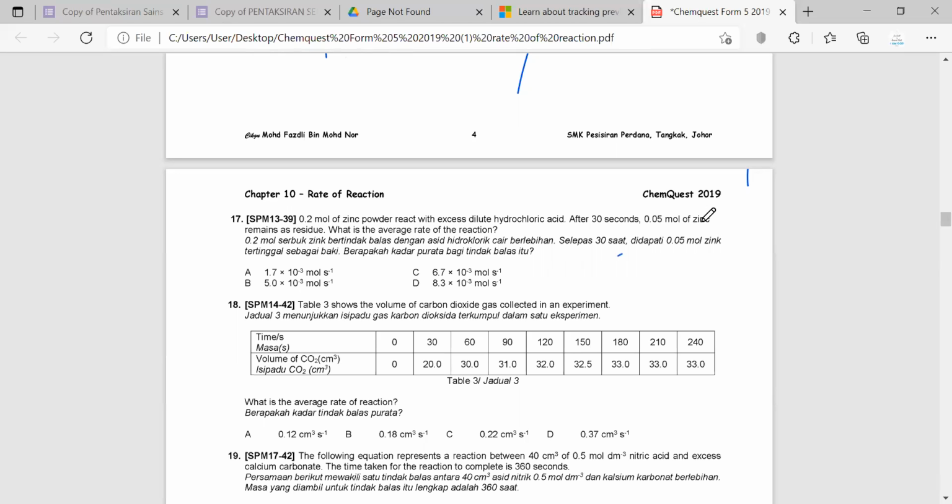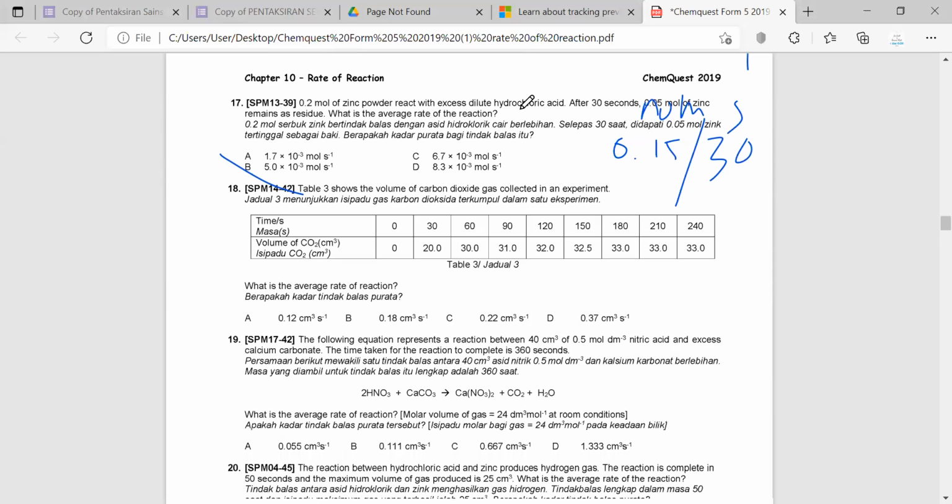Okay, 0.15. Now everybody, 0.15 divided by 30, because if you look properly, she already stated mole per second. So this is your number of moles, this is your second. What do you get? 0.15 divided by 30. What's your answer? B. B is correct. Excellent. So you always look at the units of the answer. Then you will roughly know what they want.